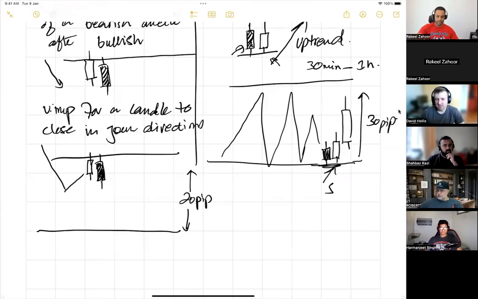I see some guys nodding their heads. No, this is a 20 pip range. You can't take a sell in a 20 pip range. The range has to be at least, I'd say, 30 pips plus. How will we know if the trend is upward or downward? Yeah, we're going to go over that. Trust me, we will go over that.